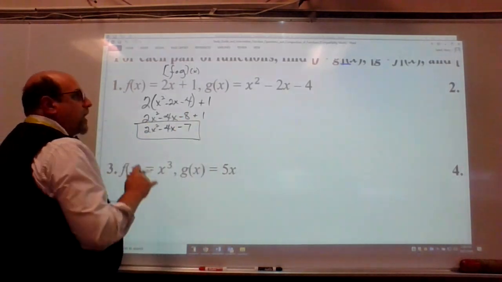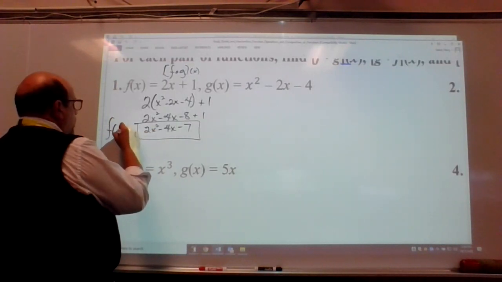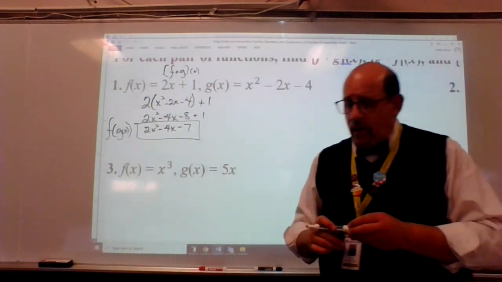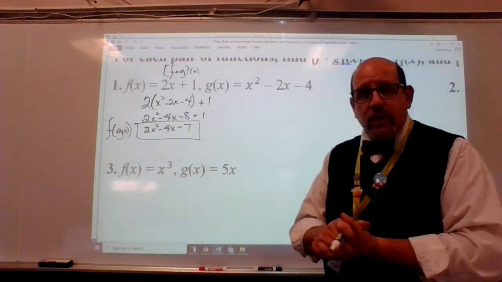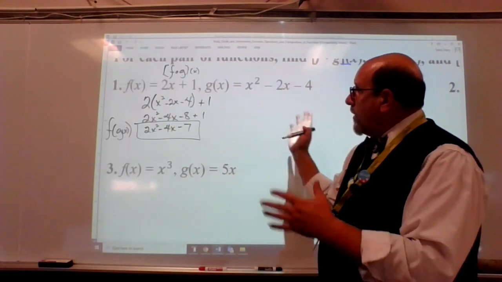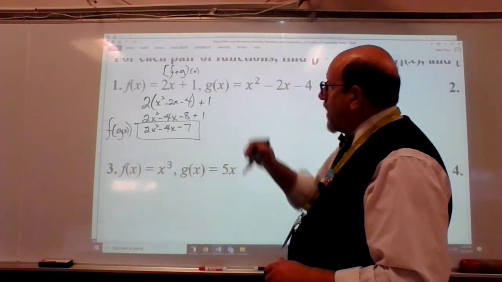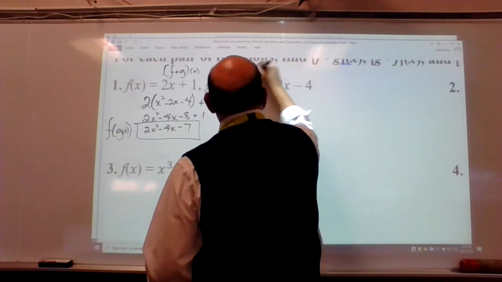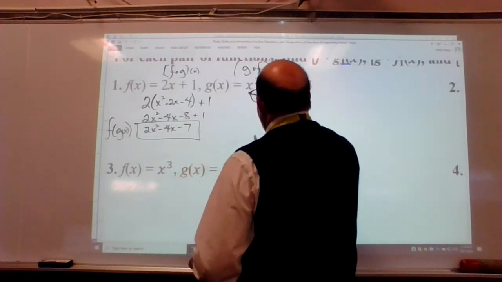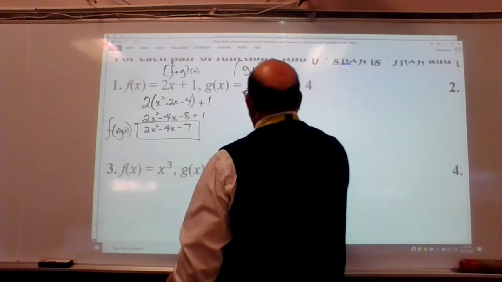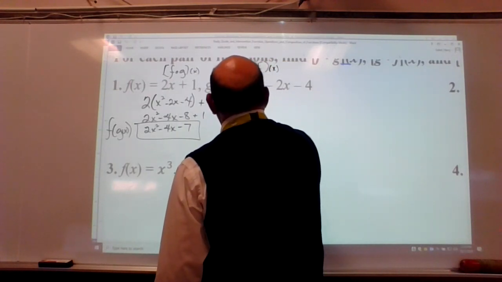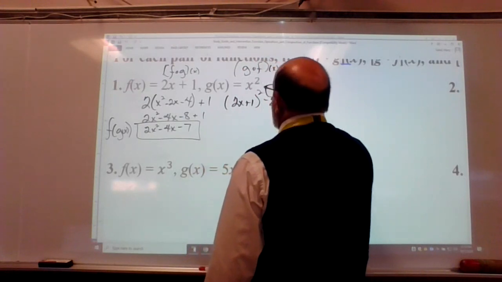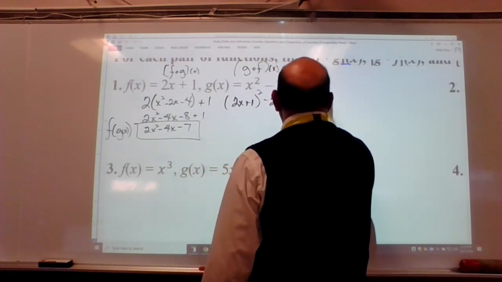This is what we get when we say f of g of x, or f composite g. There it is. That's our big idea, and we can do it with the other side. I'll start with g. I'll put f of x in. We'll do g composite f and then of x. And here we go. I'm going to start with g, and every time I have an x, I'm going to put in 2x plus 1 squared minus 2 times 2x plus 1 minus 4.